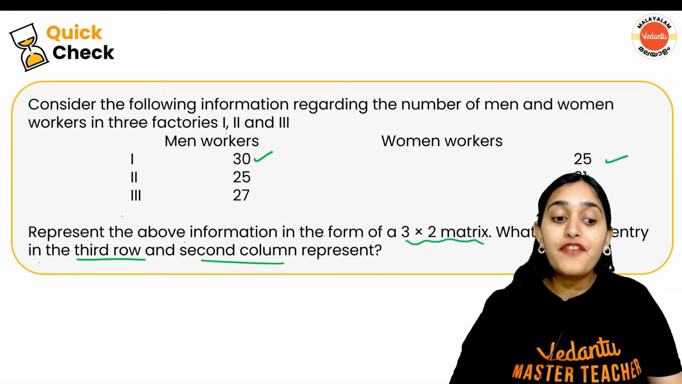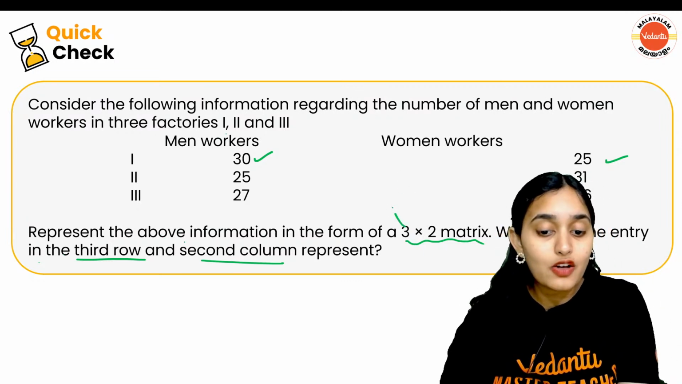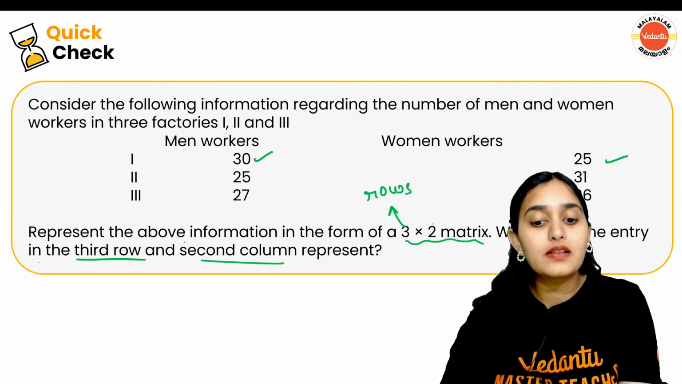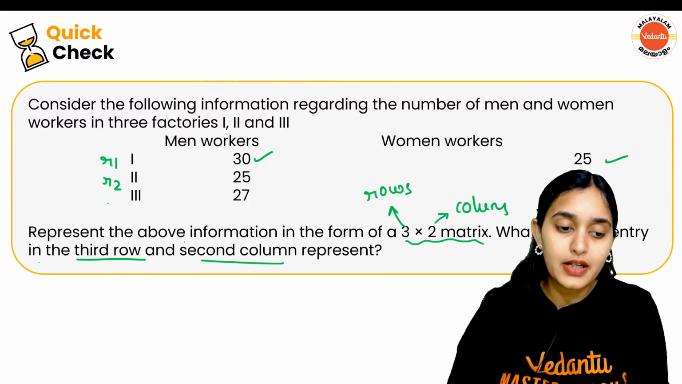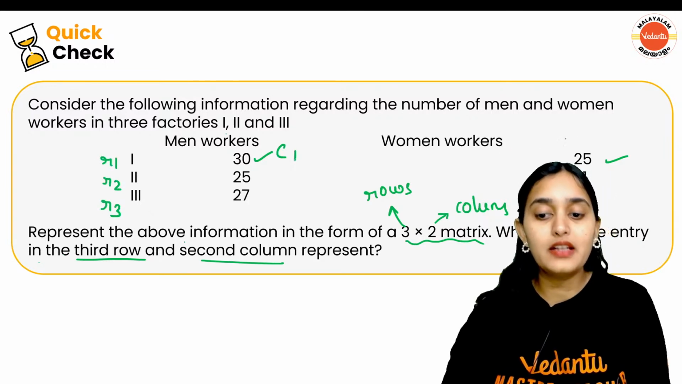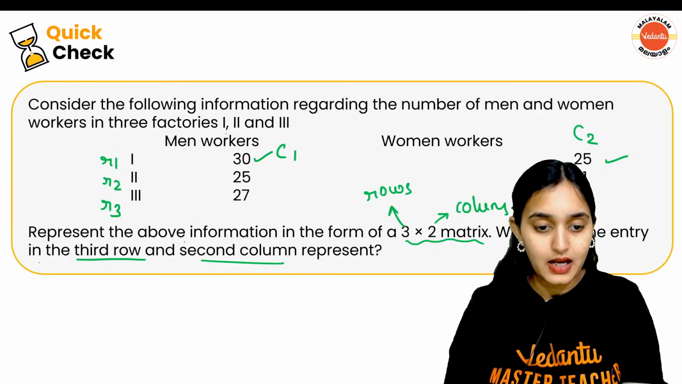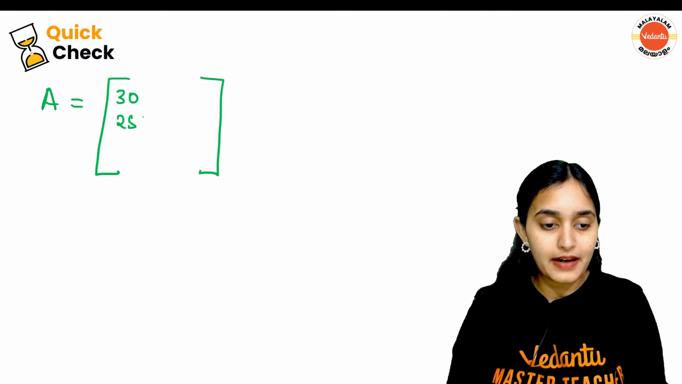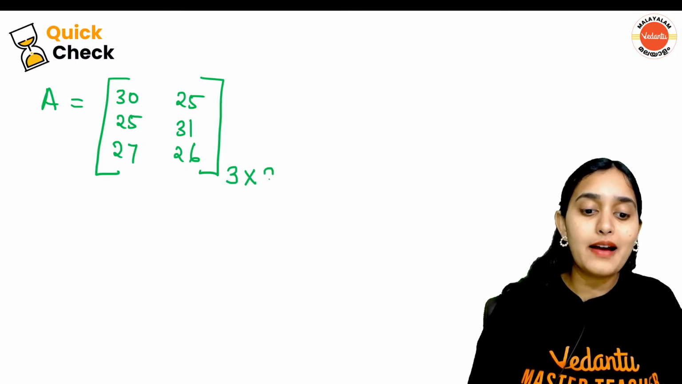Okay. Now first of all, they are asking to represent the above information in the form of a 3 cross 2 matrix. 3 cross 2 means it should have 3 rows, 2 columns. Simple. Row number 1, row number 2, row number 3. This is column number 1, column number 2. So my matrix A will be equal to a 3 cross 2 matrix. So it will be 30, 25, 27, 25 women, 31 women, 26 women. So it is a 3 rows, 2 column matrix.